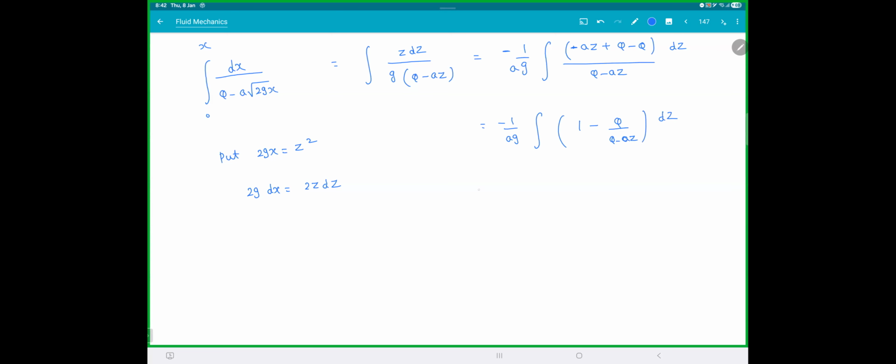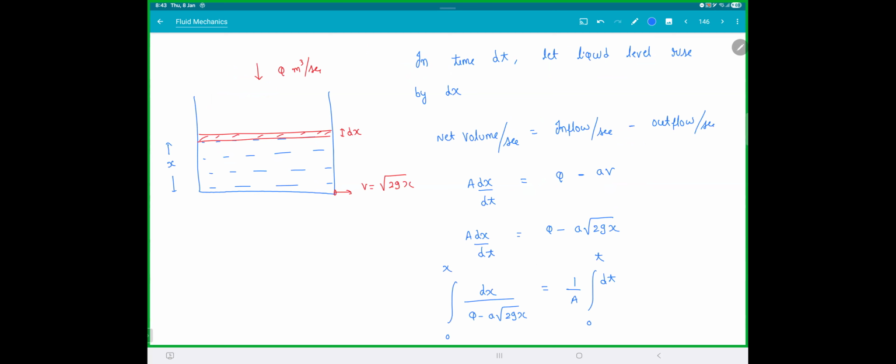This you know how to integrate. Minus 1 by a, this will be z minus 1 by a. That will be minus q integral dz by q minus az. This will become q by a ln(q minus az). I will leave it to you. You can keep going on. Then we have to simplify and all that. But this is the technique we use. So don't worry about the mathematics part.